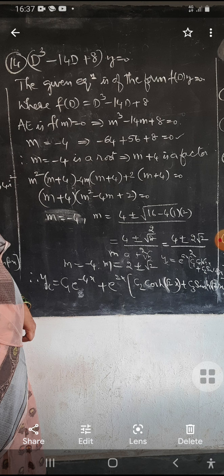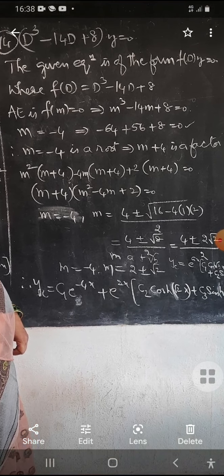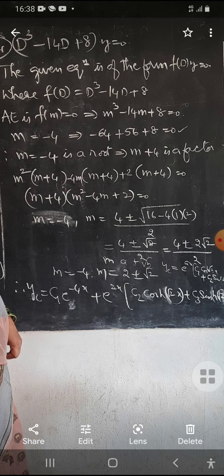Therefore, m is equal to minus 4 is a root, that implies m plus 4 is a factor. Now, because it is a cubic equation, once again you substitute m plus 4 and adjust the factors. m square into (m plus 4) minus 4m into (m plus 4). So that becomes actually m cube plus 4m square minus 4m square. That gets cancelled. So we get minus 16m, but we require only minus 14m. So plus 2 into (m plus 4). It is going to satisfy. Therefore, (m plus 4) into (m square minus 4m plus 2) equal to 0.